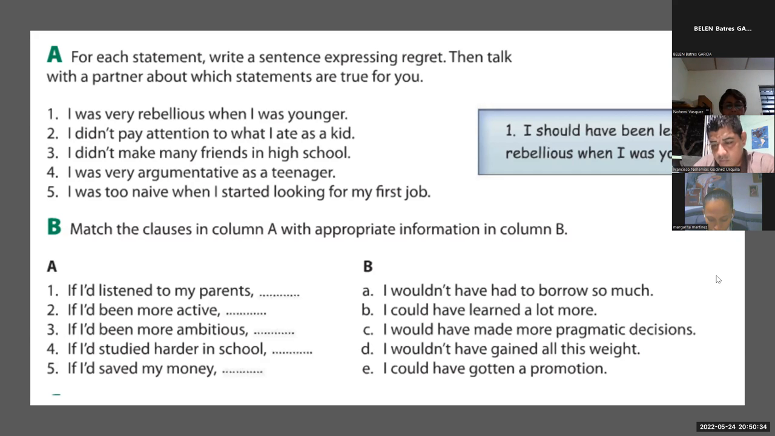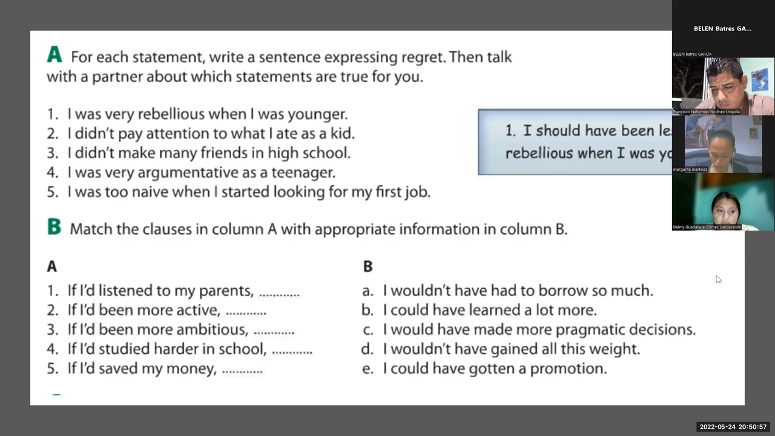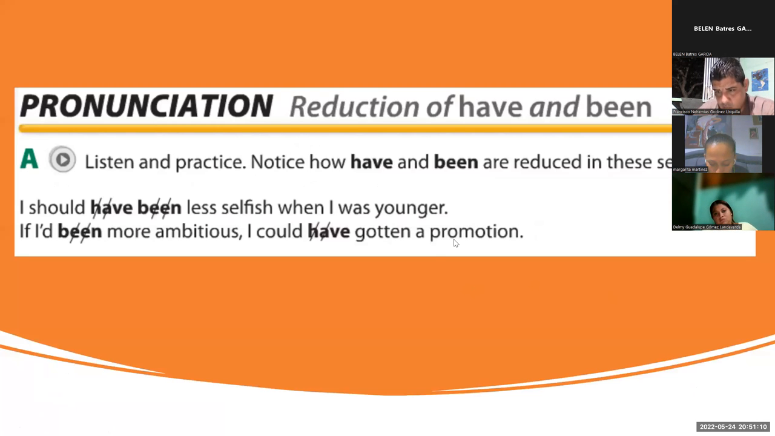Excellent. Volunteer for number four. Maria Angelica, thank you. If I'd studied harder in school, I could have learned a lot more. Excellent. And Noemi, number five. If I had saved my money, I wouldn't have had to borrow so much. Excellent. That is correct. So you have all these examples, and they're going to be useful for the upcoming exercises.